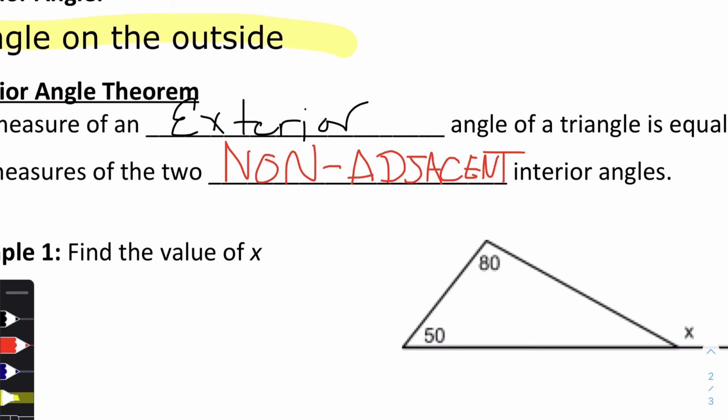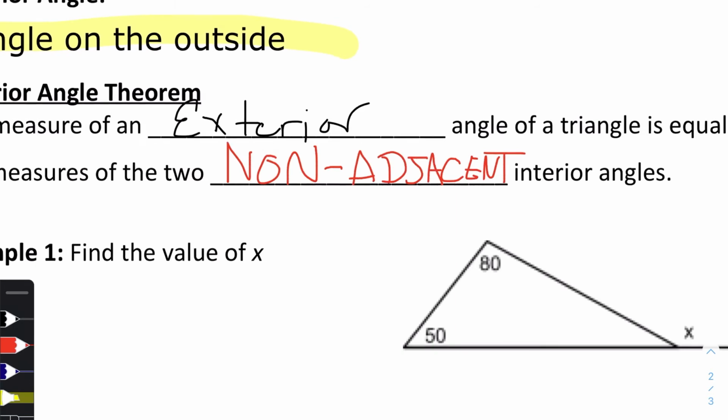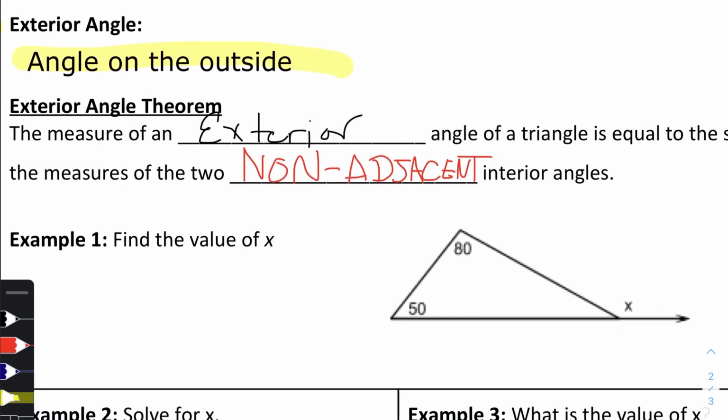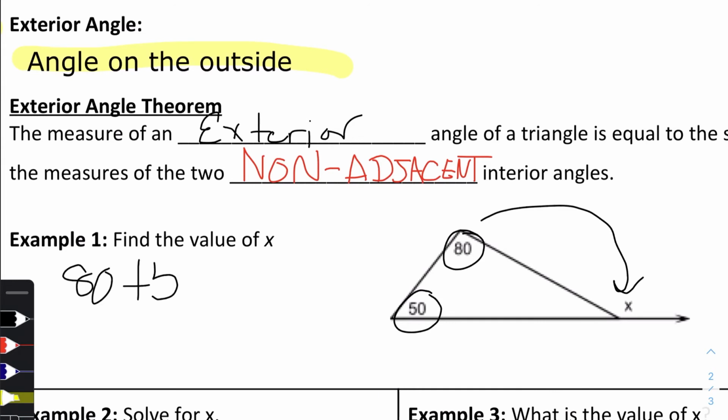Non-adjacent, okay? Which means it's not close or touching that exterior angle. So those two angles are not touching that exterior angle. Let's look at that first example. Let's find the value of x. We have two angles on the inside here, and they are not touching my exterior angle. So they're not touching this angle on the outside. Therefore, they can add to equal whatever that exterior angle is. Okay, I get 130. And that's it.